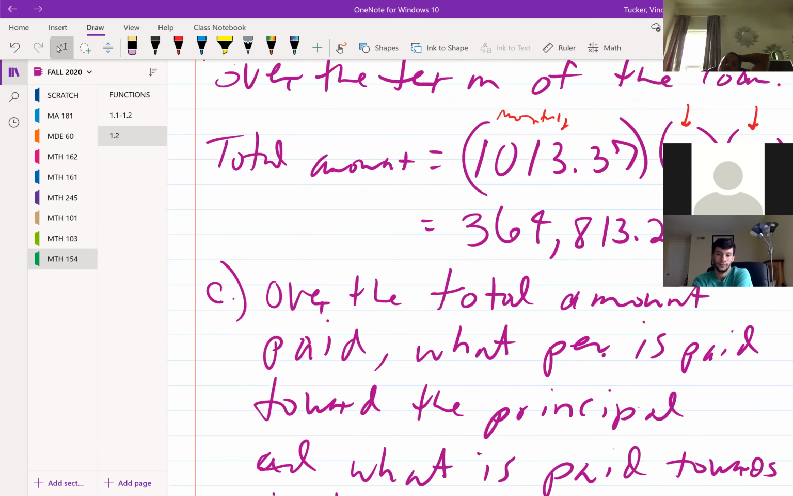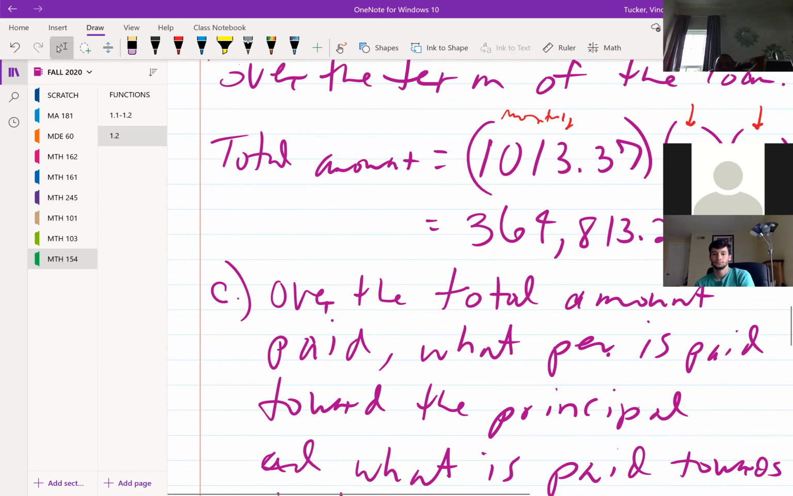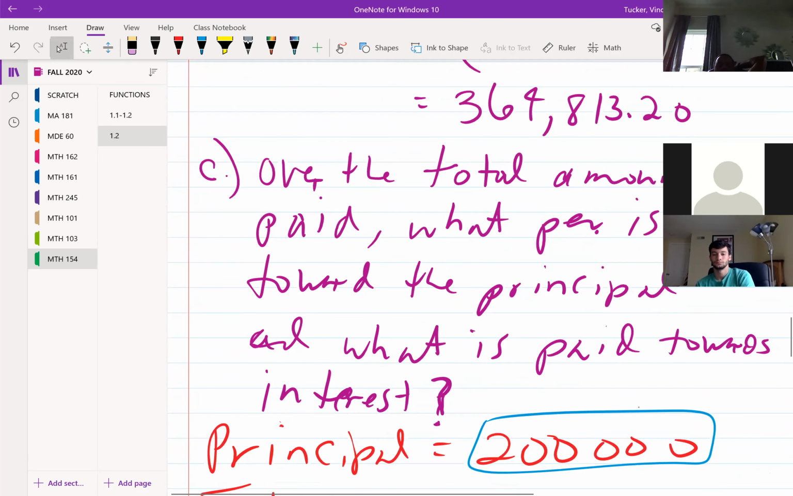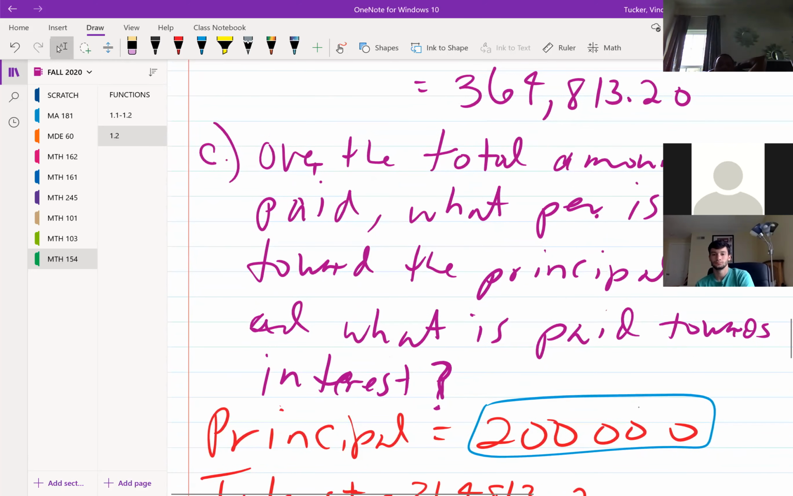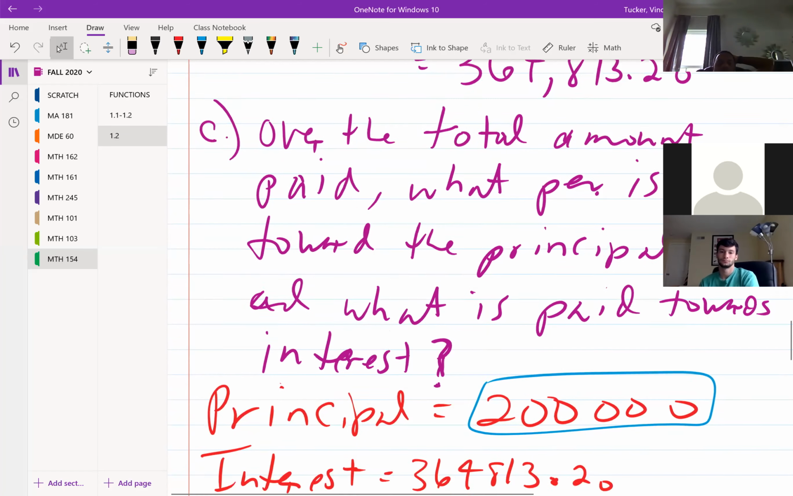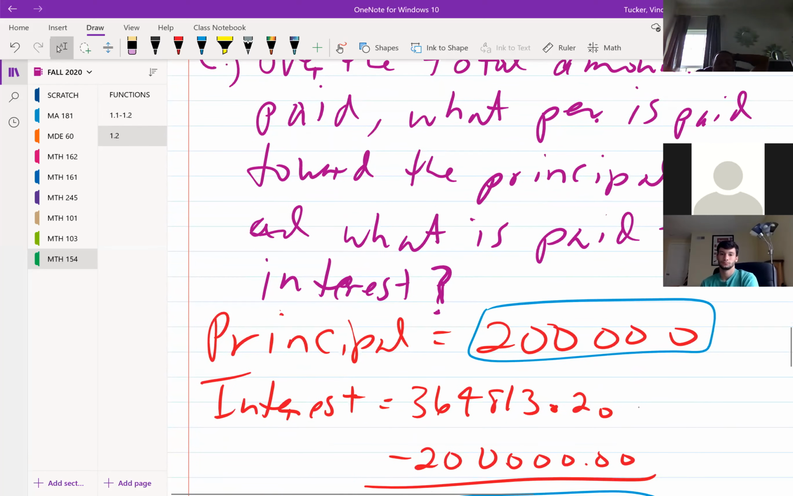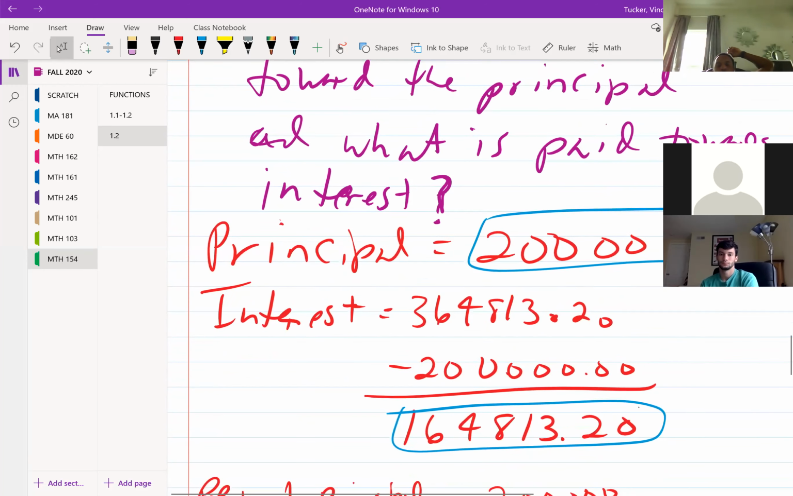C says, over the total amount paid, what percent is paid towards the principal and what percent is paid towards the interest. So first thing we need to do is establish what the interest is. We were given the principal, which was 200,000. To calculate the interest, we take the amount that we're going to pay totally and subtract the principal from it. And that will be our interest.